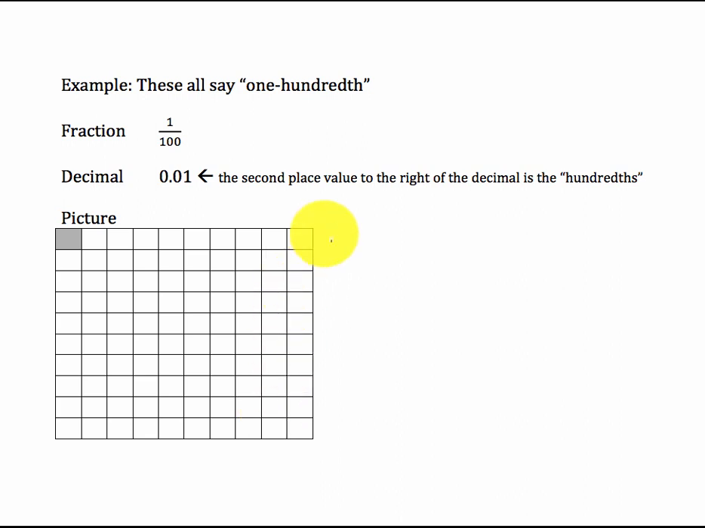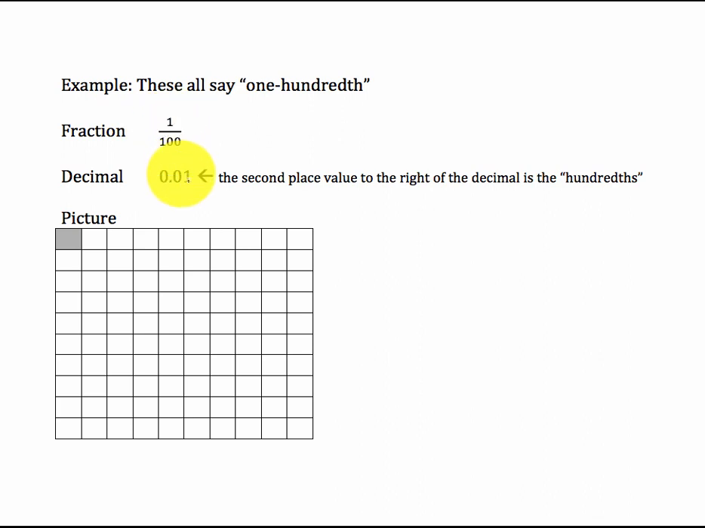And if it was a different fraction, say it was 5/100ths, then it would be 5 over 100, 0.05, and 5 of these to be shaded in. If it was something like 23/100ths, then again 23 over 100.